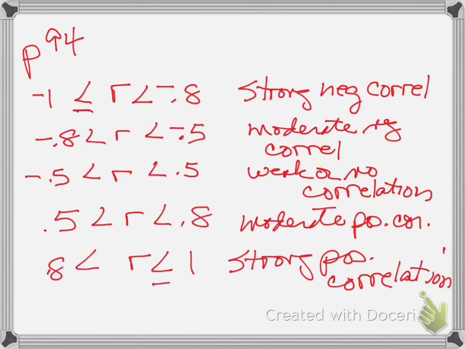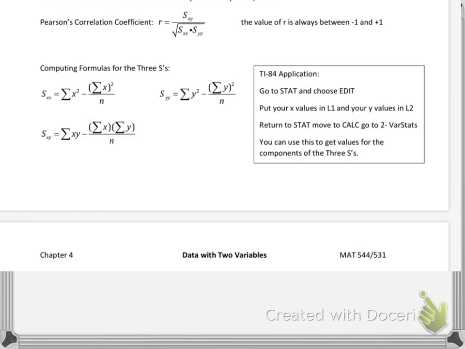Okay, I want to go back to the TI-84 application, so let's do that on the next page. Okay, if you are asked to calculate your Pearson correlation coefficient by hand, how do you get these values? Using your calculator. But this is how you do it. So you go to Stat and you choose Edit, and you put your X values in L1 and your Y values in L2. You then click out of that and then return to Stat again, and now move to Calc, and you're going to go to 2-Var Stats. That's where you're going to find the components of the three S's.